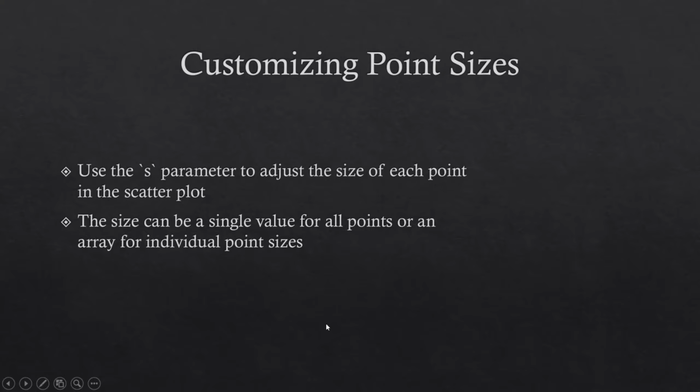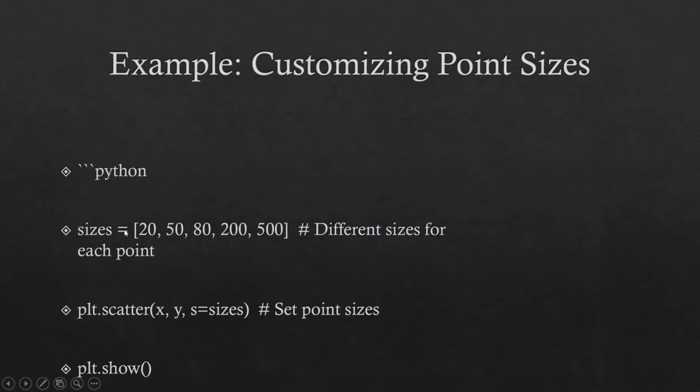Use the s parameter to adjust the size of each point in the scatter plot. The size can be a single value for all points or an array of individual point sizes. For example, sizes equal to 20, 50, 80, 200 and 500, a different size for each point. plt.scatter(x, y, s=sizes). plt.show.